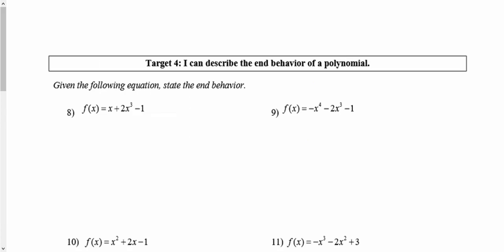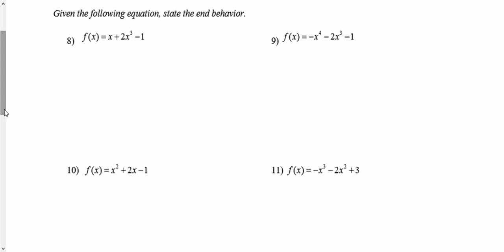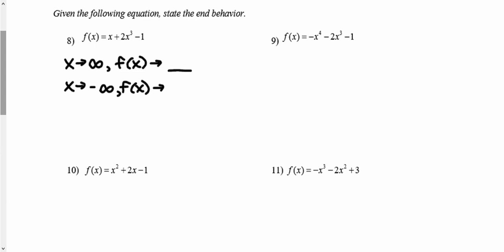Moving on to target 4, so end behavior. Whenever you're going to do end behavior, you start with the same notation. So you do x arrow infinity, f of x arrow, and then you're going to fill in the blank. Now on the quiz, guys, this will be given to you. So the quiz will look literally like this, and you fill in the blank.